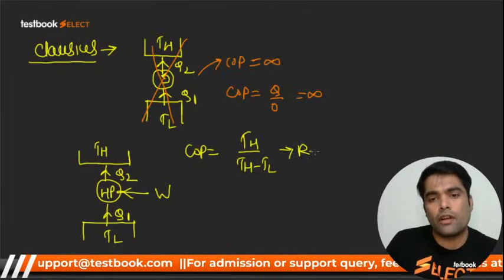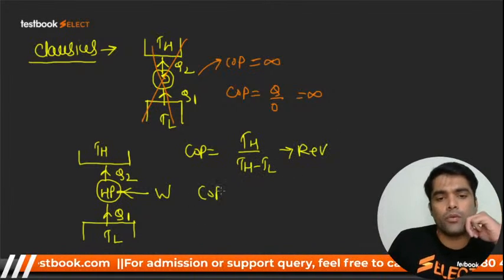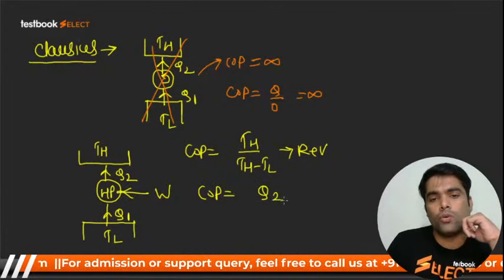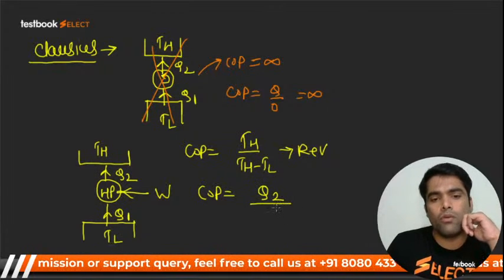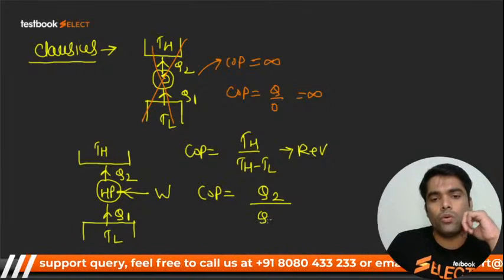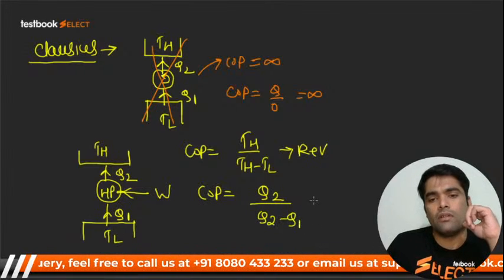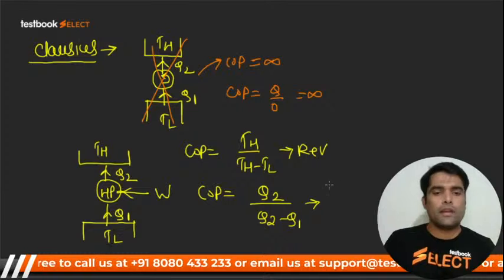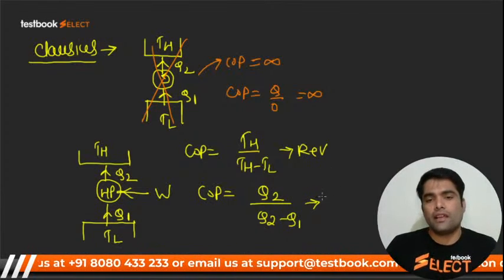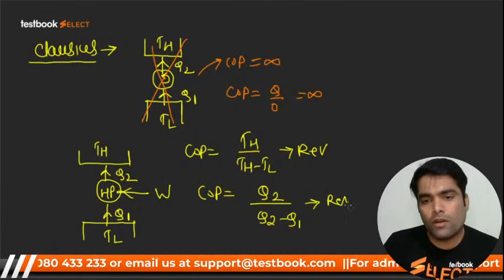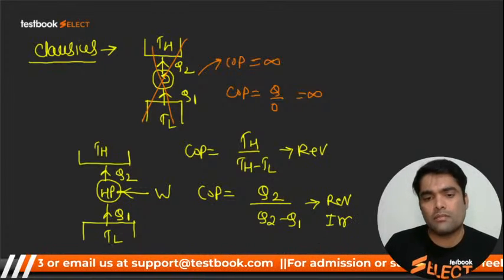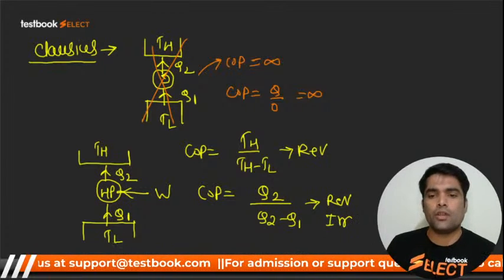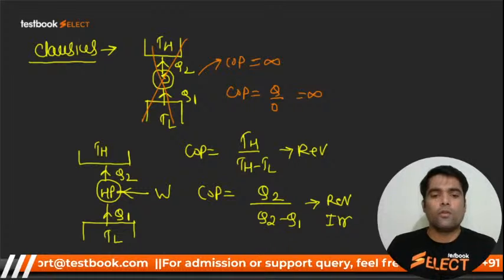It is only for a reversible heat pump. And you also have the formula Q2 divided by Q2 minus Q1. This is applicable for reversible as well as for irreversible. Okay? I hope it's clear to you. Here we go for next.